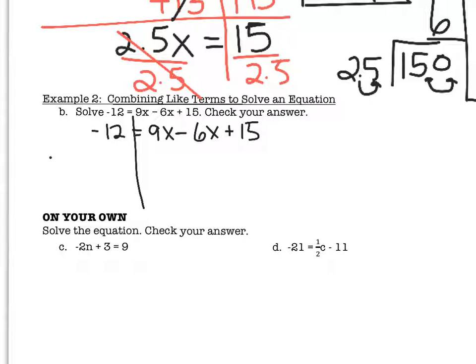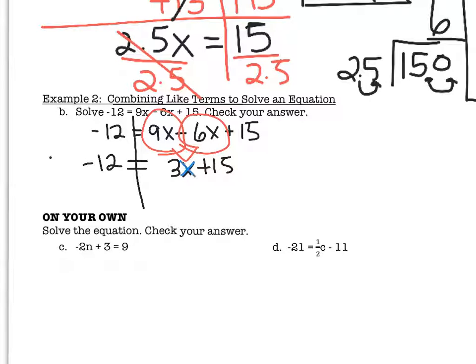So on the left side, negative 12 is by itself. It can't combine with anything. There's no other term. On the right side of the equation, we have 9x, take away 6x. So those are like terms. All right, 9x take away 6x would be 3x plus 15. And that's going to equal negative 12. Now it's very similar to the last example. We need to get x alone.